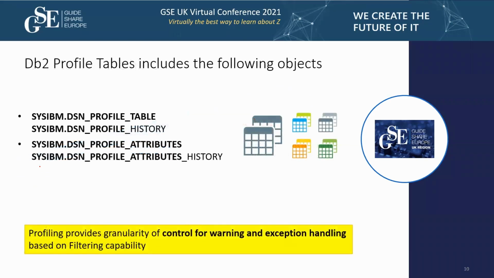Mainly, profile tables are two. So we have a profile table, and then we have a profile attribute table. For every one of these two tables, we have a history table associated. And the history table maintains the history of our Db2 profile. So if you remove a profile, it will continue to exist in the history table for diagnostic purposes, for example.